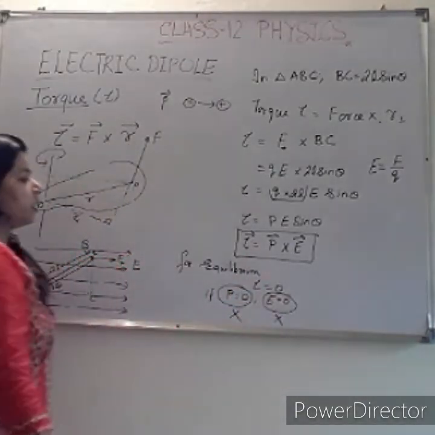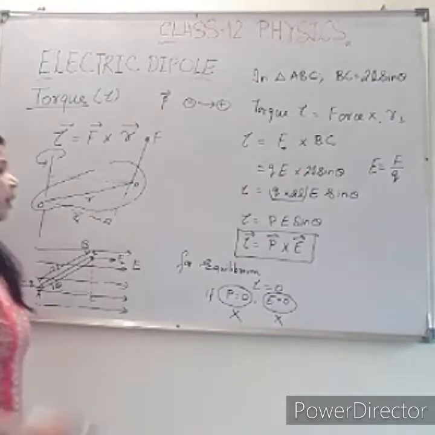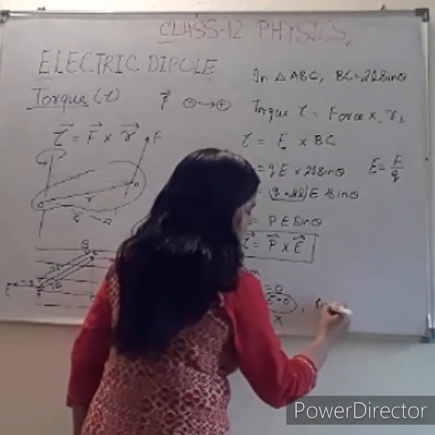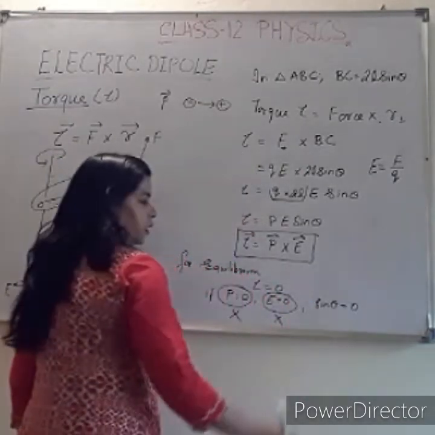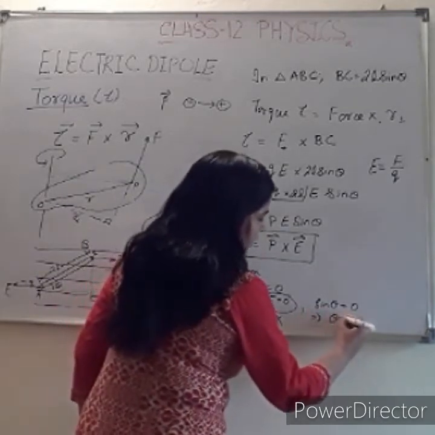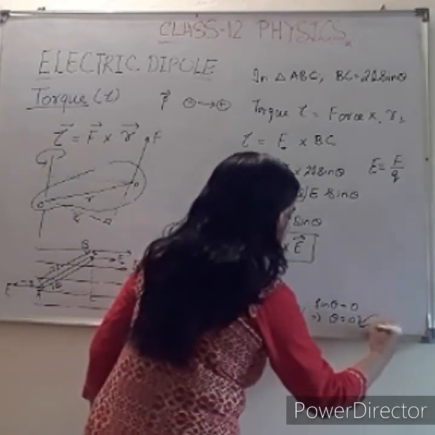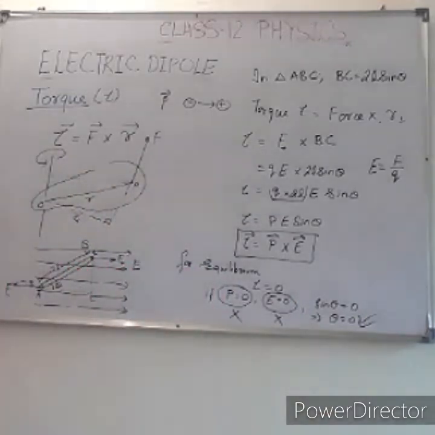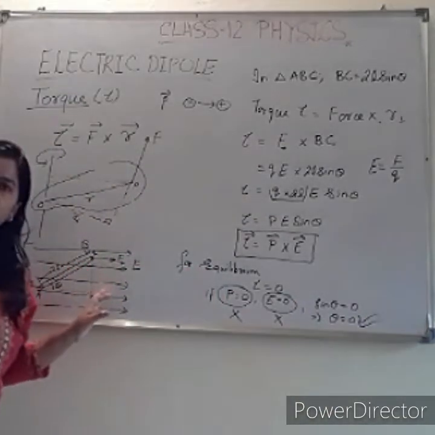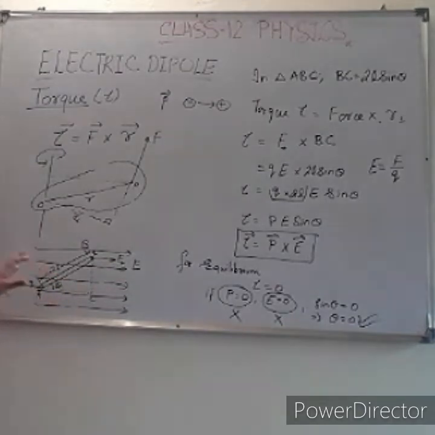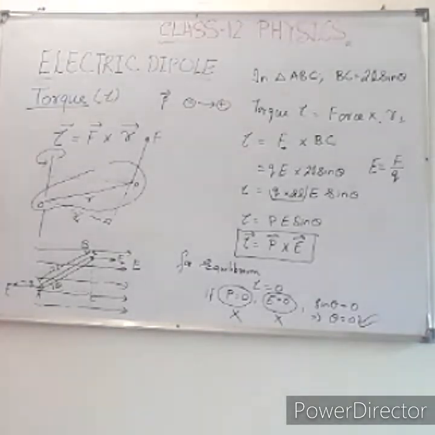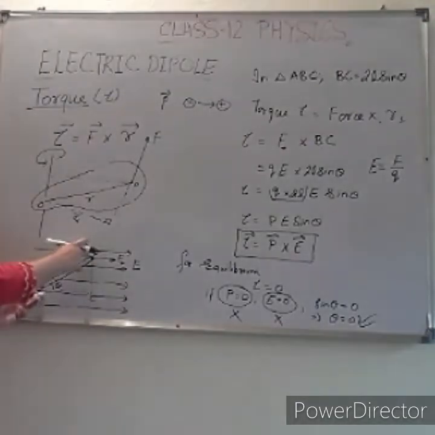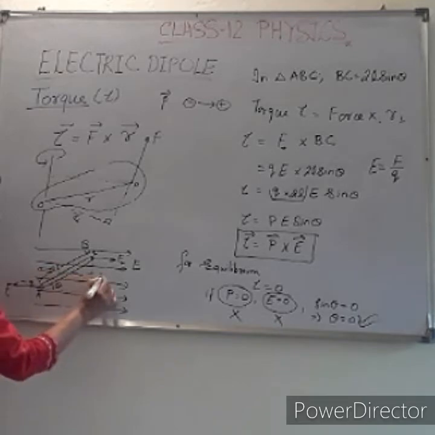What is the one more condition so that tau may be equal to 0? If sine theta is equal to 0. How is sine theta equal to 0? When theta is equal to 0. So this is the required condition for the rotational equilibrium of this dipole system. So theta should be equal to 0. That means the angle between P and E, the dipole moment and electric field, should be 0. That means the dipole should be shifted here. This is the equilibrium condition of the dipole.